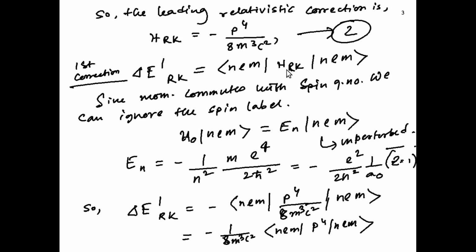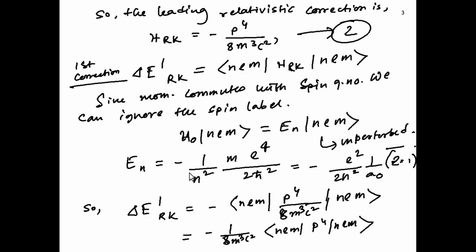We can apply the first order perturbation theory formula here, the first energy correction. Since this term only contains momentum and has nothing to do with the spin eigenstates, we can drop the spin quantum number ms from this description. So we ignore the spin label for the time being. This is my unperturbed Hamiltonian H naught, with states n l m, and En is the hydrogen atom energy.